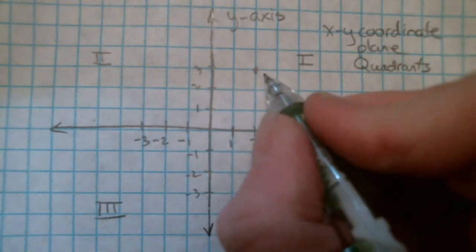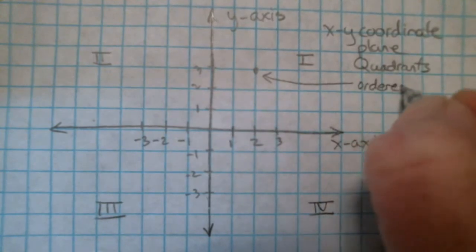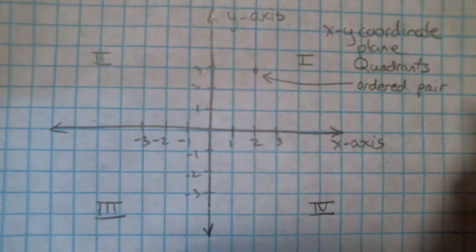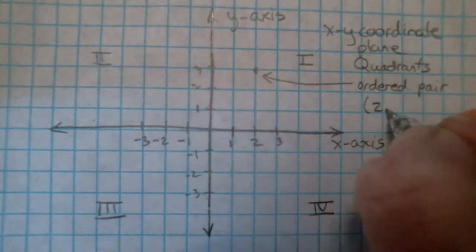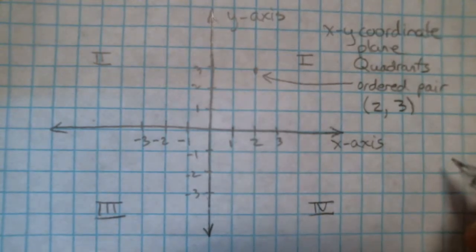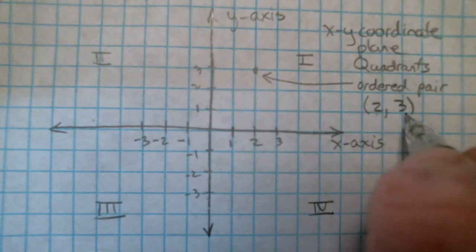All right, well, let's look at this point right here. So another name for a point is an ordered pair. Why is it called an ordered pair? Well, because it is a pair of numbers in a particular order. The coordinates of this point are 2, 3.